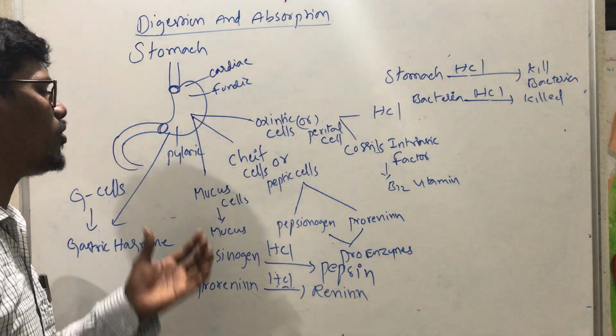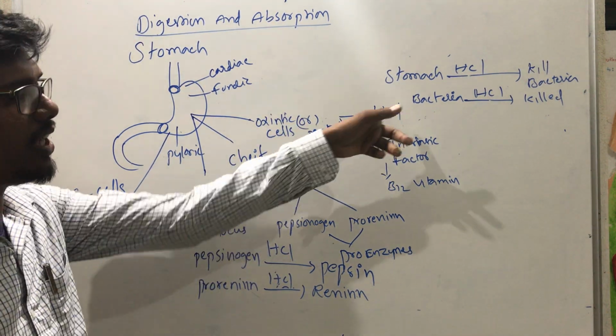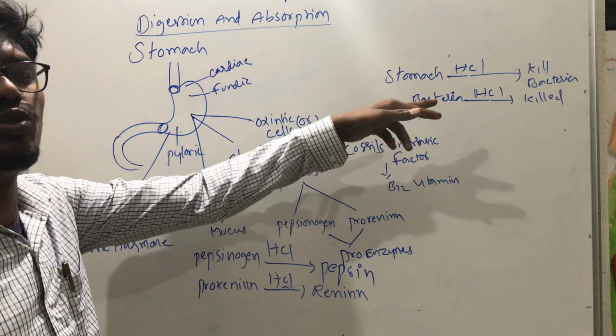So in this stomach region, four things are found. One is the oxyntic cells, or parietal cells, which release HCl and intrinsic factor. HCl activates the pro-enzymes.